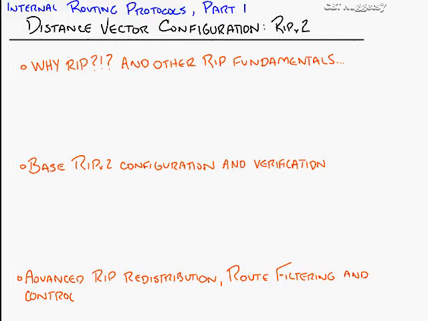Internal Routing Protocols Part 1. Distance Vector Configuration with RIP version 2. Now, I already know what you're thinking. You're probably wondering, okay, two things.